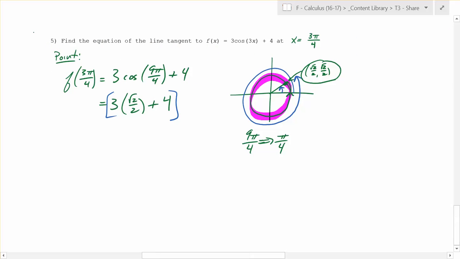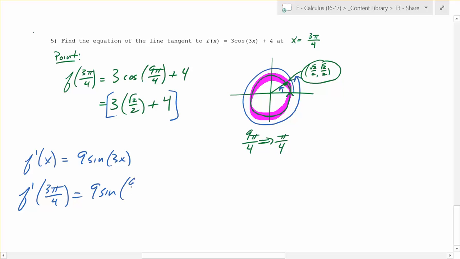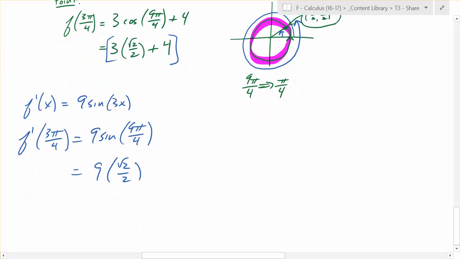How do we find the slope, everybody? You have to find the derivative. So what's the derivative going to be? 9 sine 3x, exactly. So if you want to find the slope, you do f of 3 pi over 4. And since it's 9 sine of 9 pi over 4, and the x and y are the same, it'll still be root 2 over 2. Exactly. So now do we have our point and our slope?